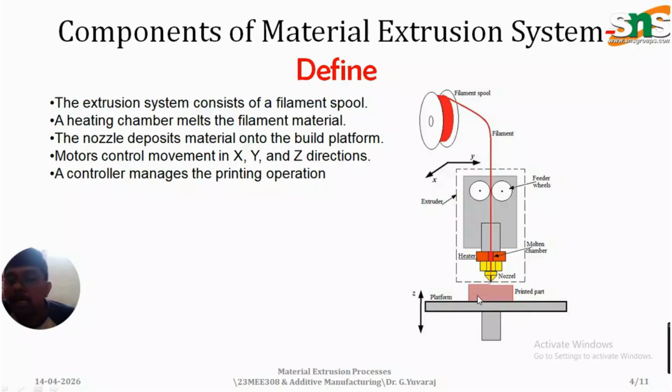The filament spool can move in three different directions, either X, Y or Z, and a controller manages the printing operation. So with respect to this, these are the components of the material extrusion system.